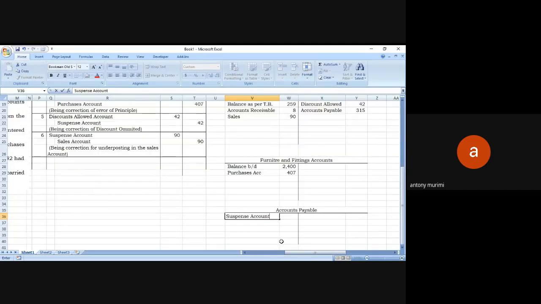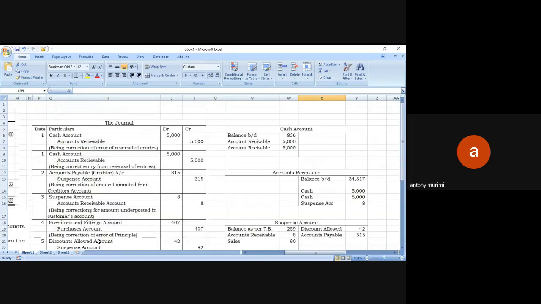The amount is 315. So it shall then balance off these accounts. After taking into consideration the correction of all these errors, we shall balance off these accounts. So we balance them off. I hope you all understand the process of balancing off accounts.